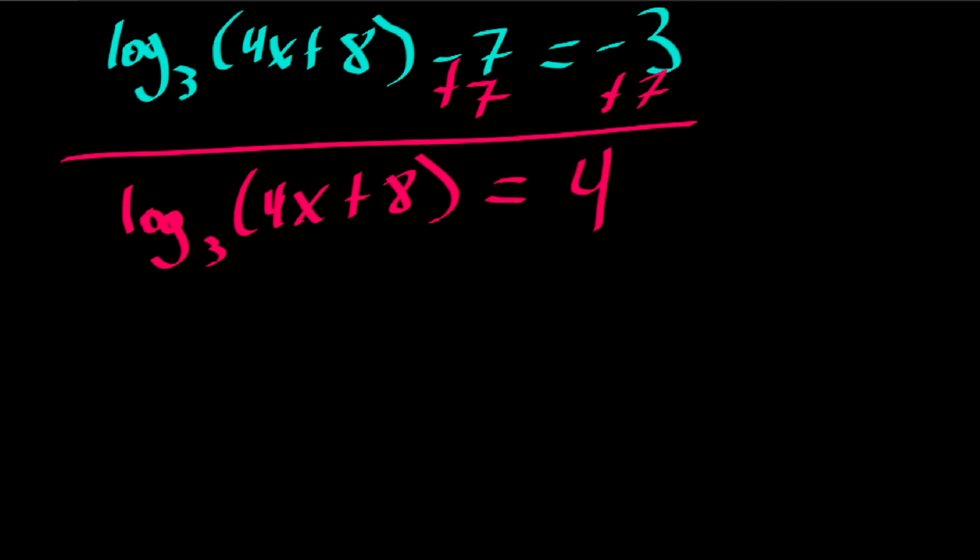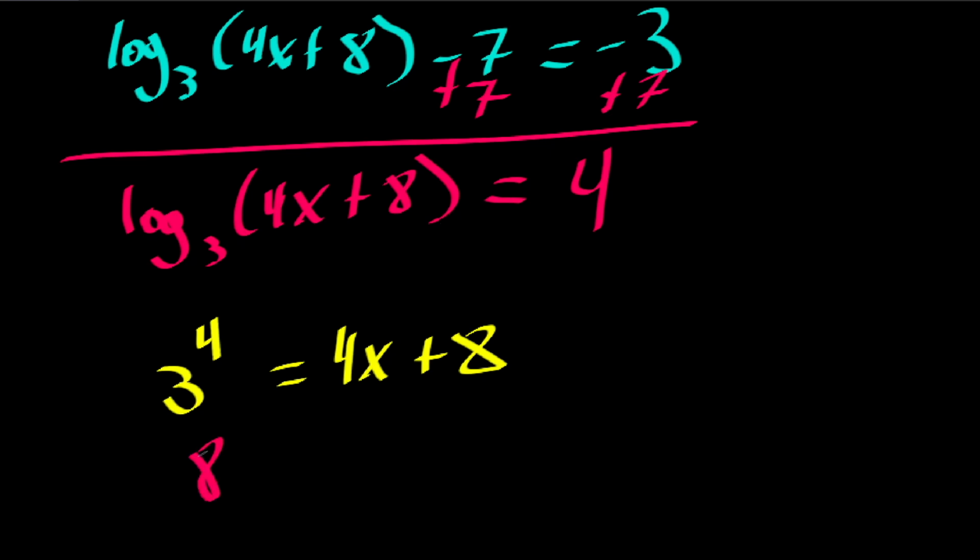There we go. All right, so now we rewrite this in exponential form. 3 to the 4th equals 4x plus 8. All right, now that fixed it. So we're going to end up with, let's see, 3 to the 4th is 81 equals 4x plus 8. And now we just want to solve this equation.